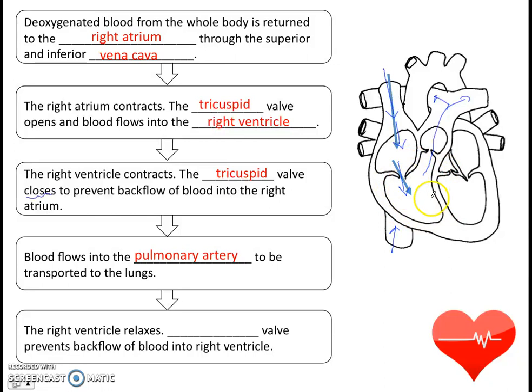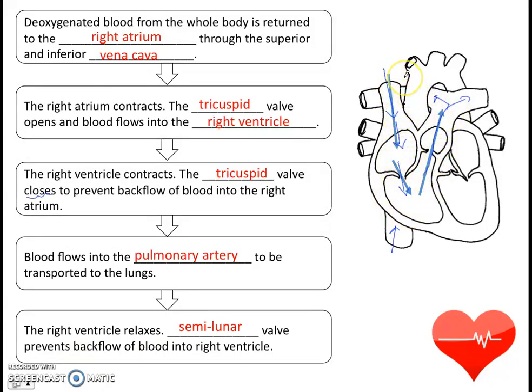Later on, the right ventricle will relax, and when it relaxes, the pressure inside the ventricle will decrease. So in order to prevent blood from flowing back into the right ventricle, this semilunar valve will close. The semilunar valve here will prevent the backflow of blood back into the right ventricle. So these are the events that take place in the right side of the heart.